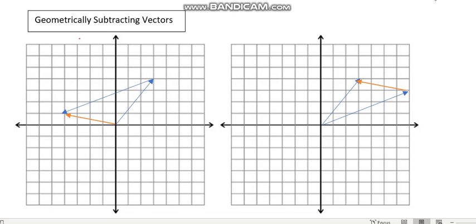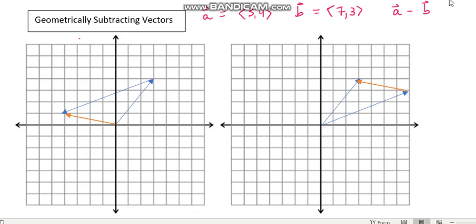Let's take a look at an example on how to subtract vectors geometrically. So I'm going to give you a vector A that has components 3, 4, and a vector B with components 7, 3. And the goal is to find A minus B.